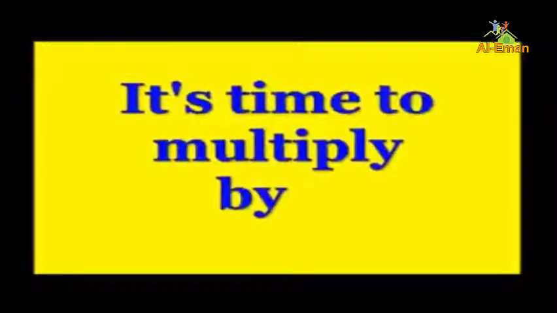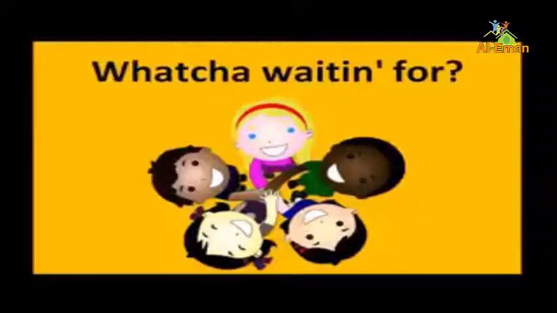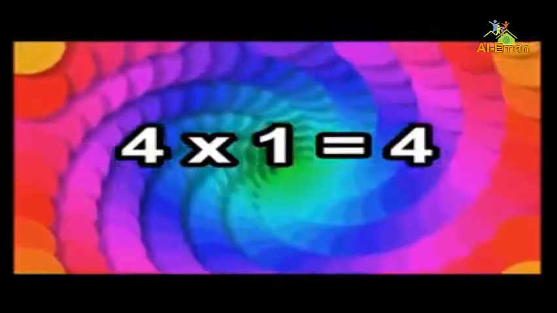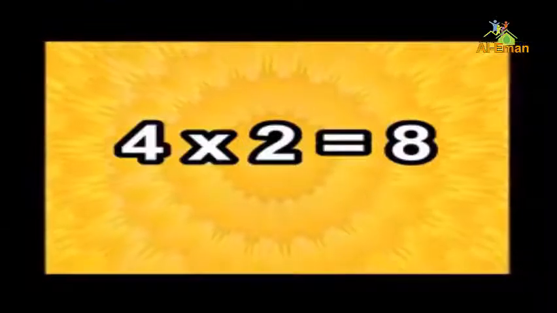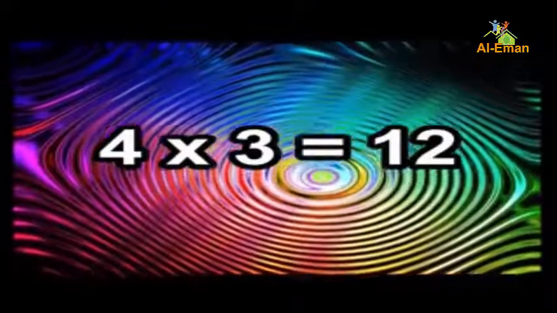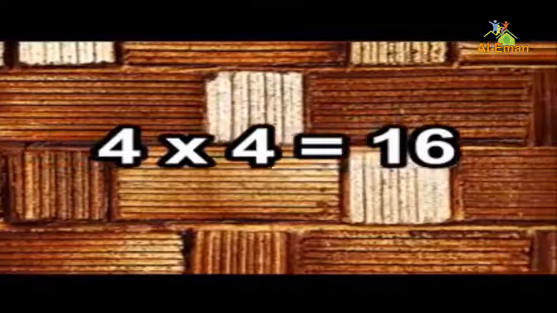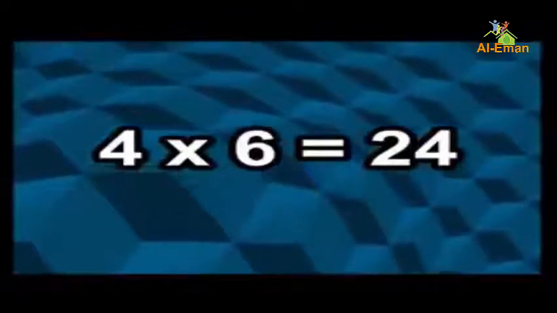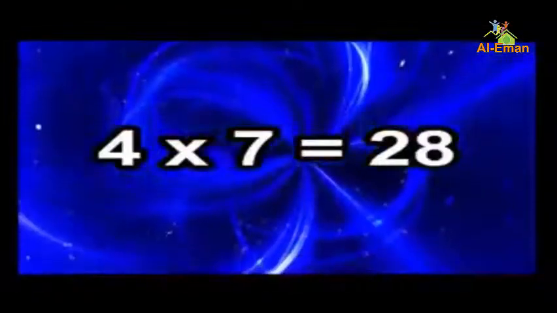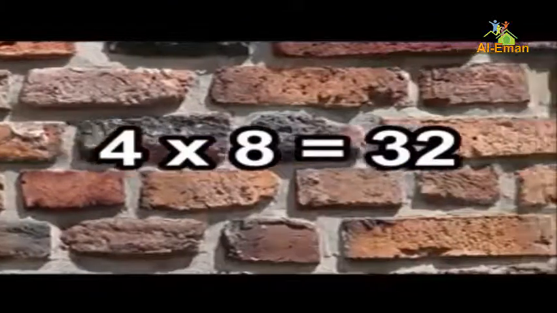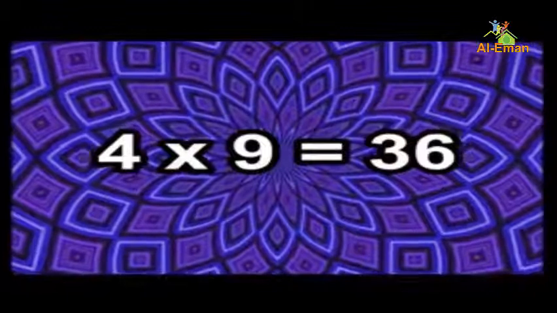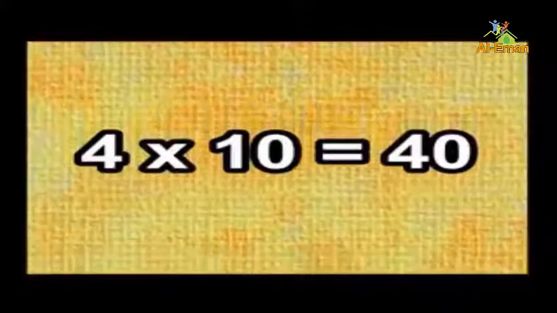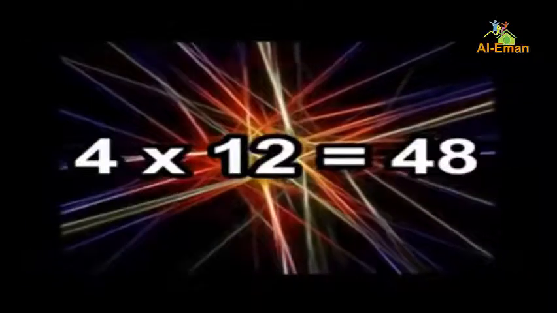It's time to multiply by 4. Well, go ahead and do it. What are you waiting for? Okay, 4 times 1 is 4. 4 times 2 is 8. 4 times 3 is 12. 4 times 4 is 16. 4 times 5 is 20. 4 times 6 is 24. 4 times 7 is 28. 4 times 8 is 32. 4 times 9 is 36. And 4 times 10 is 40. 4 times 11 is 44. And 4 times 12 is 48.